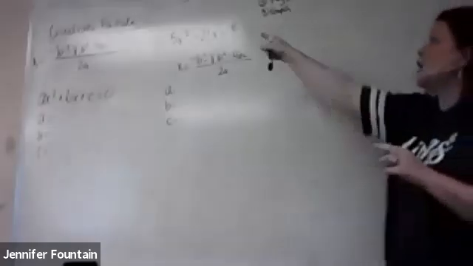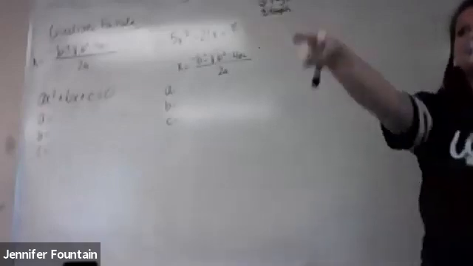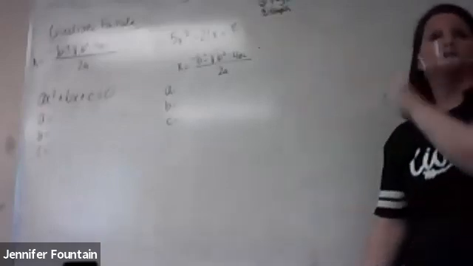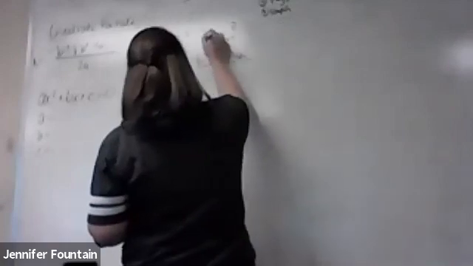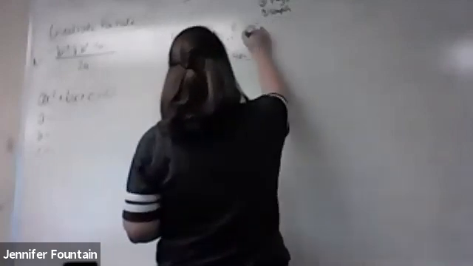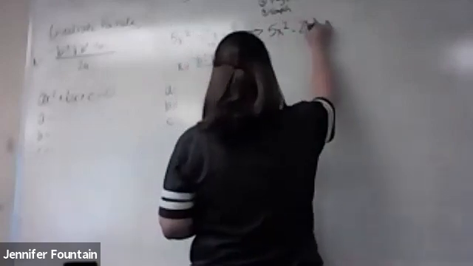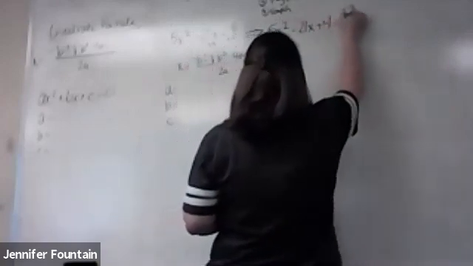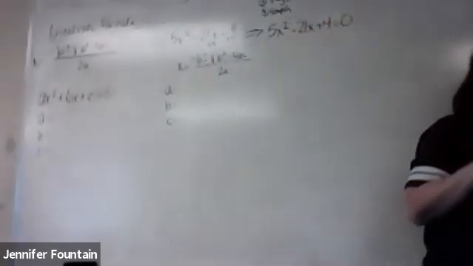Okay, so what is wrong with this? There's no zero. I don't have it equal to 0, so I need to make it equal to 0. How am I going to do that? Plus 4. I need to add 4 to each side. So now I have 5x squared minus 21x plus 4 equals 0. So the first thing I had to do here was put it in standard form.